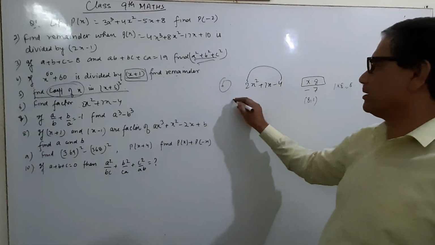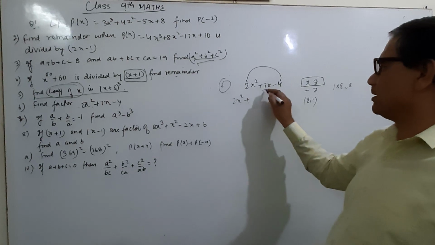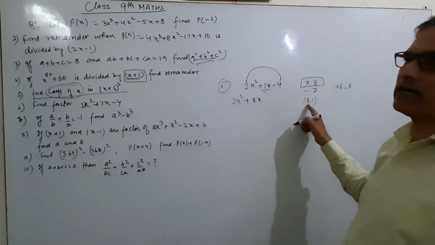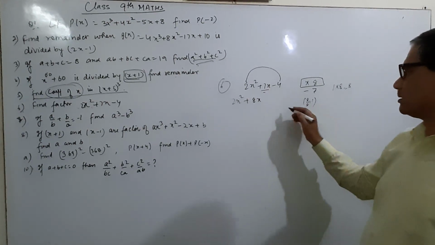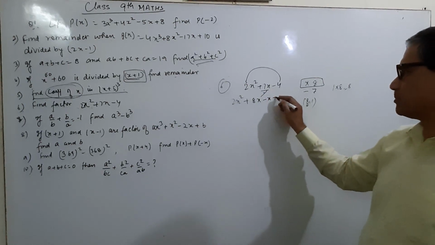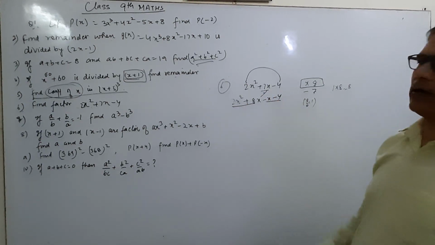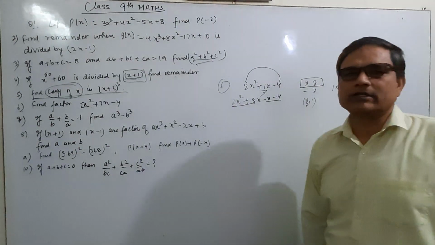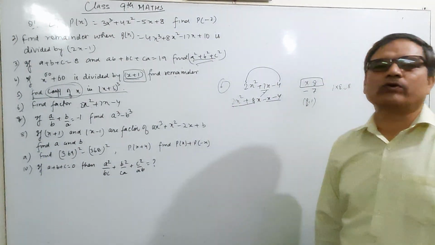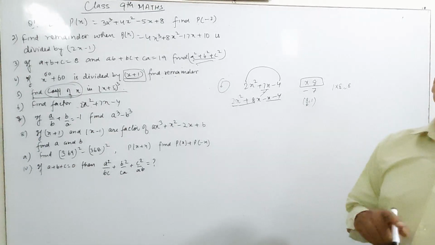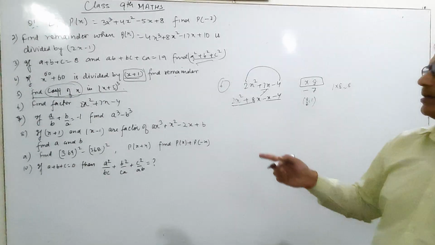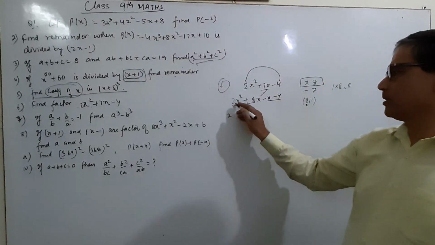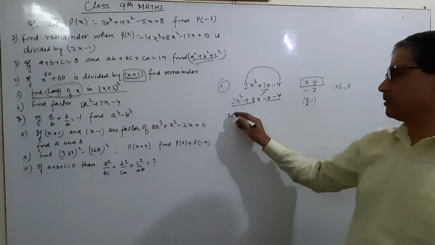Then we have to split. 2x square plus 7x means 8x. First we write larger number, 8x, minus x, minus 4. And we have to make pair and take common. What is common between 2 and 8? What is the common factor between 2 and 8? Name which number is divisible by both. Largest number 2 is common, and here is x, 2 and here is x, 1, x common.